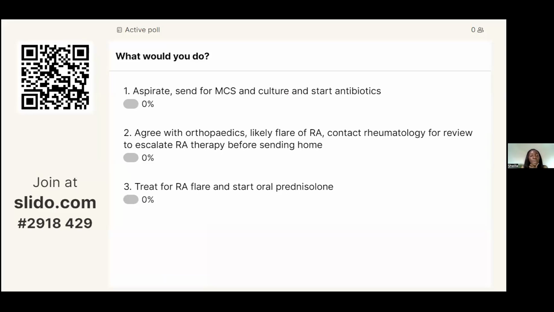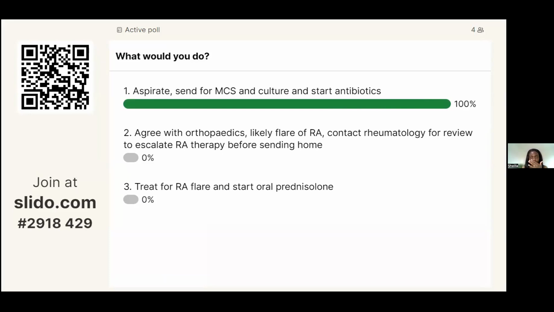Now, at this point, had you been the doctor seeing her with all the information that we know now, what would you have done differently? So just let's go through this quickly and then we can move on to the rest of the talk. Okay, perfect. So I think all of you are leaning towards the right thing. Aspirate, send for culture, and start antibiotics.